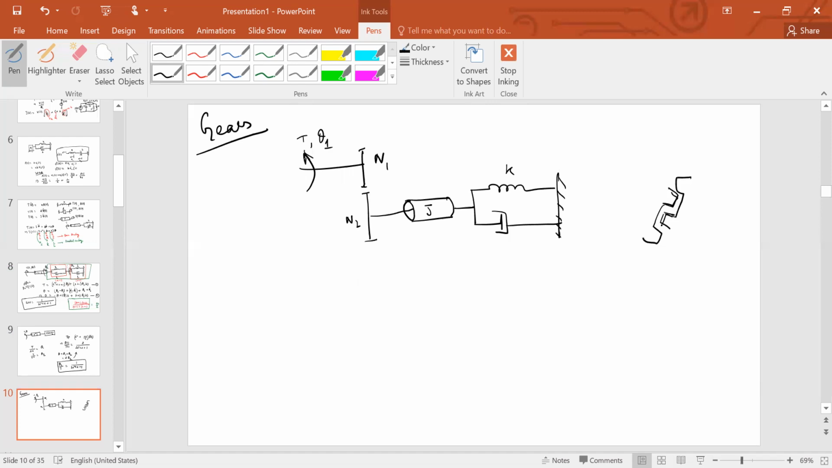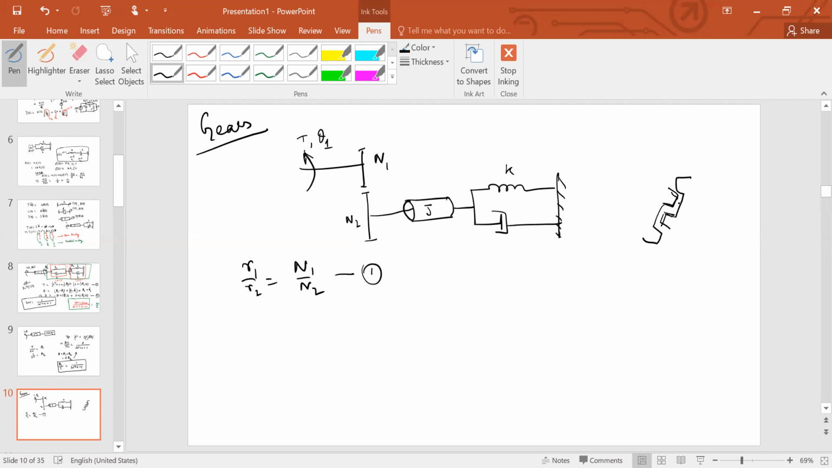So the sizes of the teeth are the same. If the sizes of the teeth are the same, then the number of teeth in a gear is proportional to its circumference, or in other words, proportional to its radius, right? So we can say that R1 over R2 is equal to N1 over N2, where R are the radii of the gears. This is the first observation.